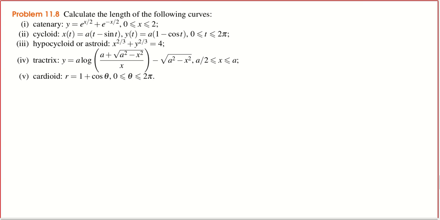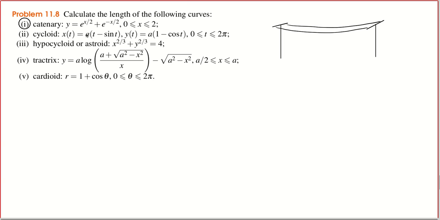Okay, in this exercise we're going to calculate the length of several curves, and we'll begin with the first one, which is the catenary. The catenary is the wires for the electric trains, right? Between posts, there are wires. The curve described by these wires is a catenary, right?